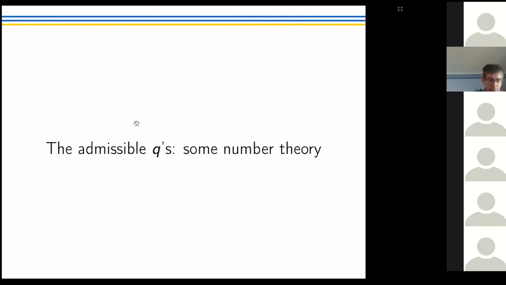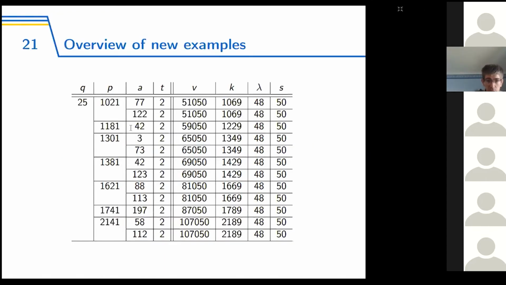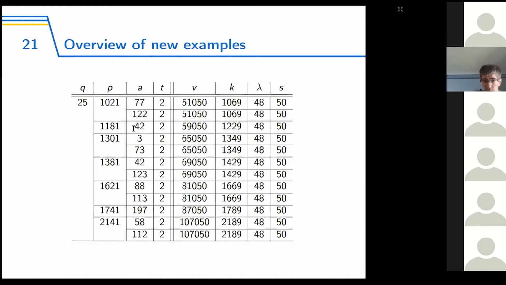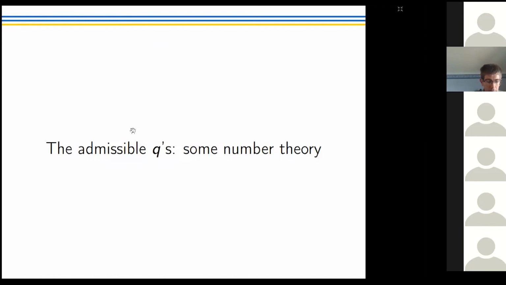So this raises the obvious question, is this construction any good? I mean, okay, we can find some examples for different q's, but how far can we go with this? And for this, we will use some number theory.